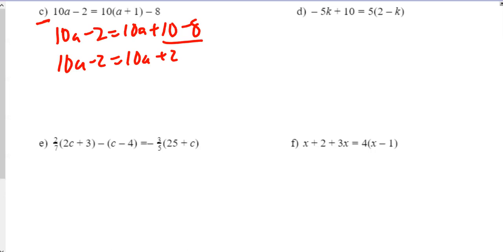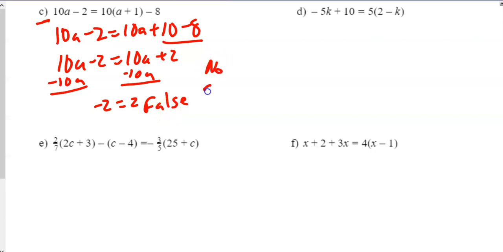If you went another step, you might get something like this. If I subtract 10a from both sides, they both cancel out. So I get negative 2 equals 2. Well, let's think about what we were doing before. Is this true? No, that is false. 2 does not equal negative 2. So when you get a false answer like this, then you get no solution as your answer.